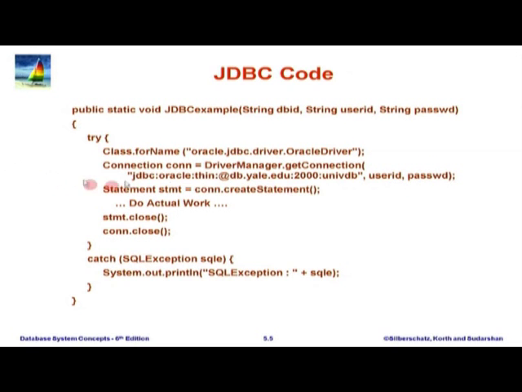So at this point, if everything succeeds, you have a connection object which has actually made a connection to the database. Now, if something fails, there's an exception. So this part says try catch. The try catch is Java syntax for saying, try this, if there is an exception raised in this, jump here and then take the following action. The following action is simply printing out the exception and then exiting from this function.